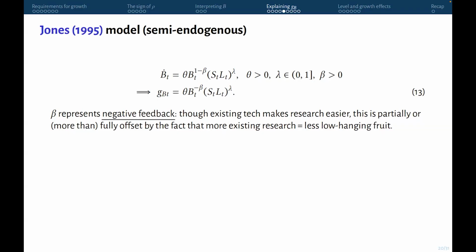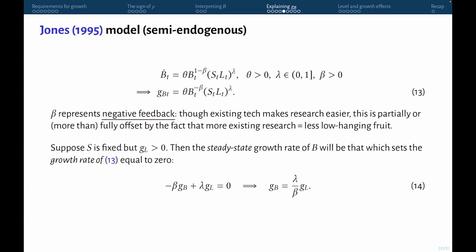In particular, developing the 10th idea might be harder than developing the 9th, because you pick the low-hanging fruit first. So you might see some negative feedback. This isn't denying the fact that the technologies we've developed so far assist us in the development of further technologies. We still have that A on the right, raised to a 1. But offsetting that partially, fully, or more than fully is the fact that ideas can get harder to find over time. So beta can be less than 1, equal to 1, or more than 1.